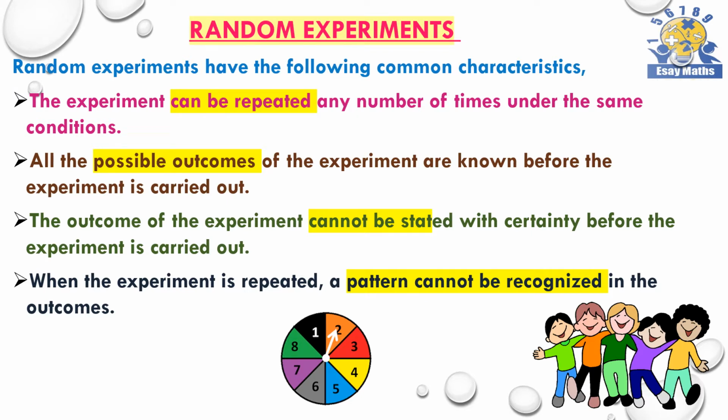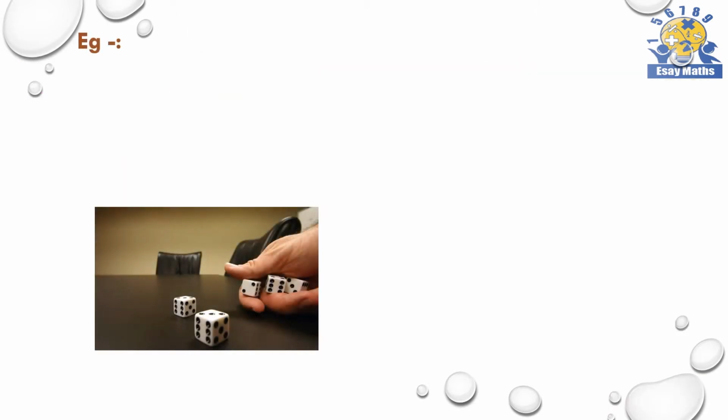It's so simple to identify a random experiment. We know all the possible outcomes before the experiment, and we can repeat the experiment any number of times under the same condition, but we can't state the certain outcome before the experiment, and we can't identify a pattern in the outcomes. Here you can see an example for the random experiments.